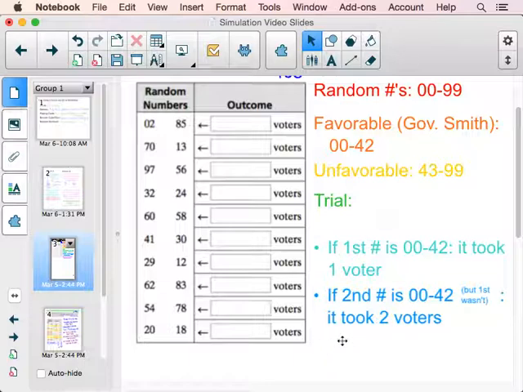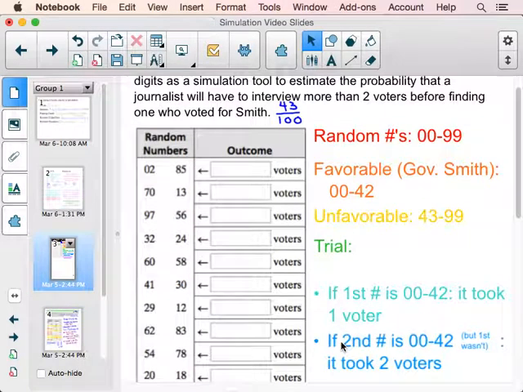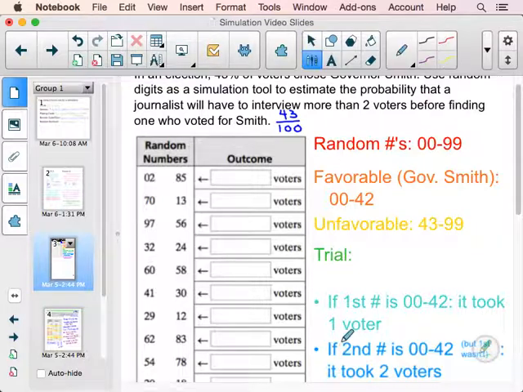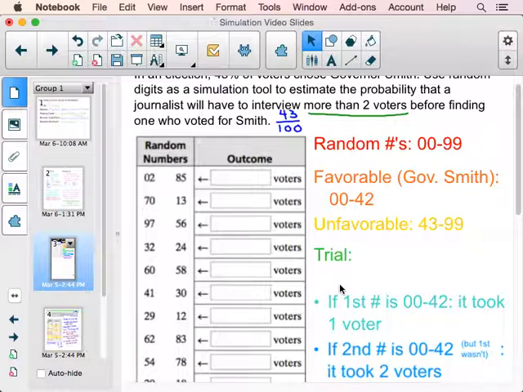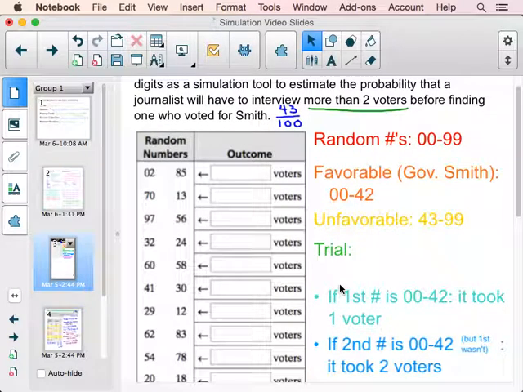If we don't get it on the first voter or the second voter, then that means it's taking us more than 2 voters. Those are the people we want to count. So we don't actually have to do a third pick to know if it takes more than 2. It might take 3 picks or 4 picks or 5 picks or any amount of picks higher.